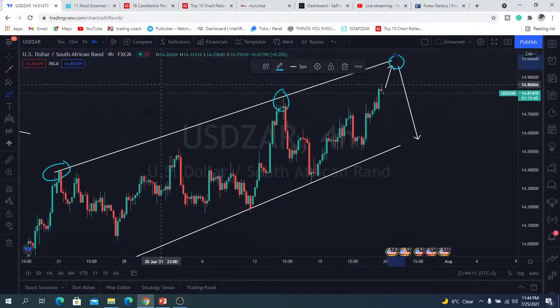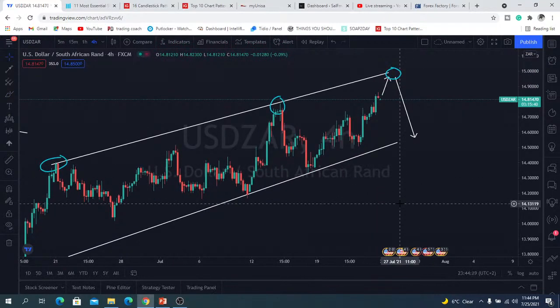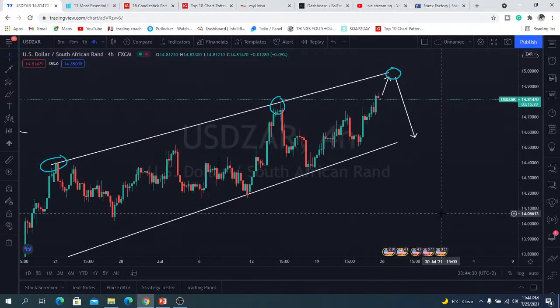I'm not going to go on a smaller time frame. I'll just leave it right here on 4 hours. To those who requested USD ZAR, let me know if it's clear.